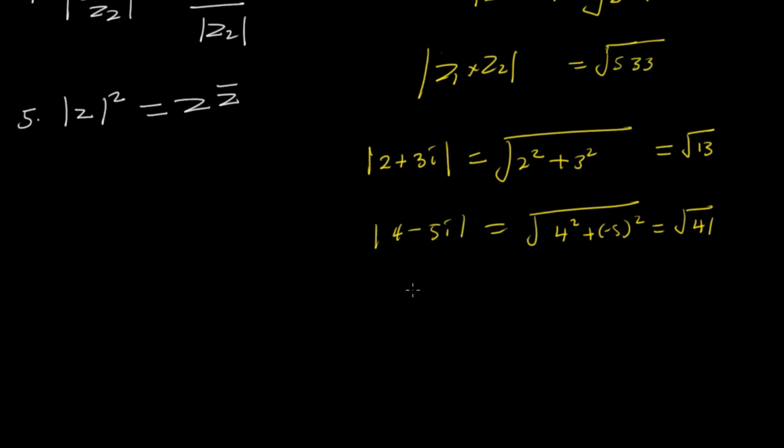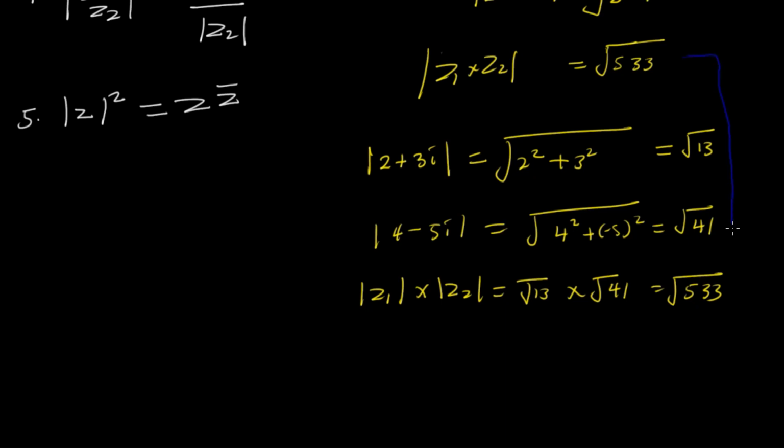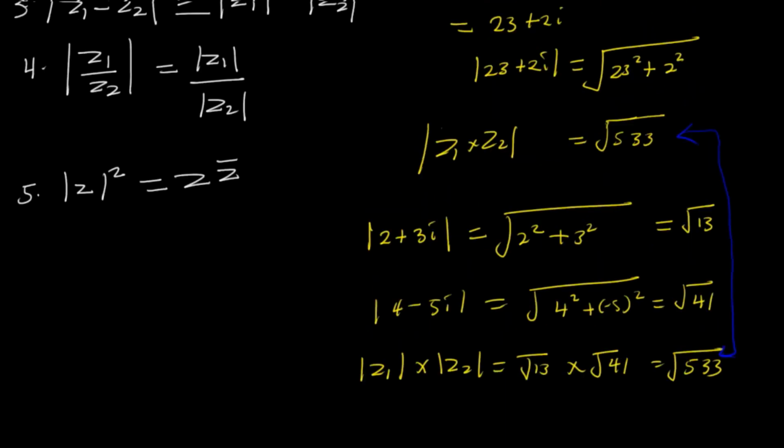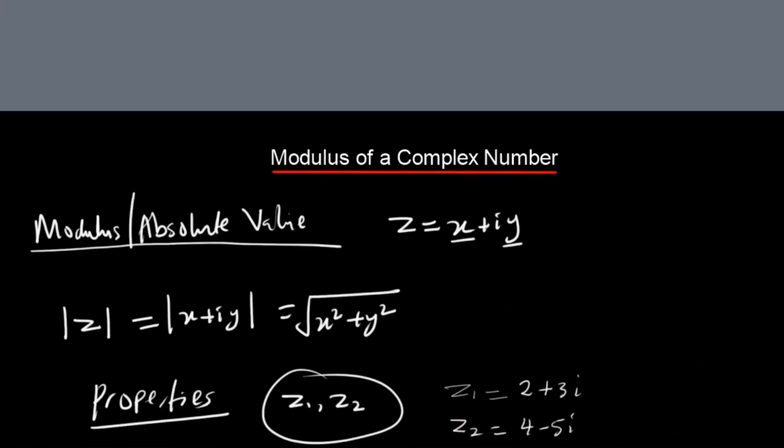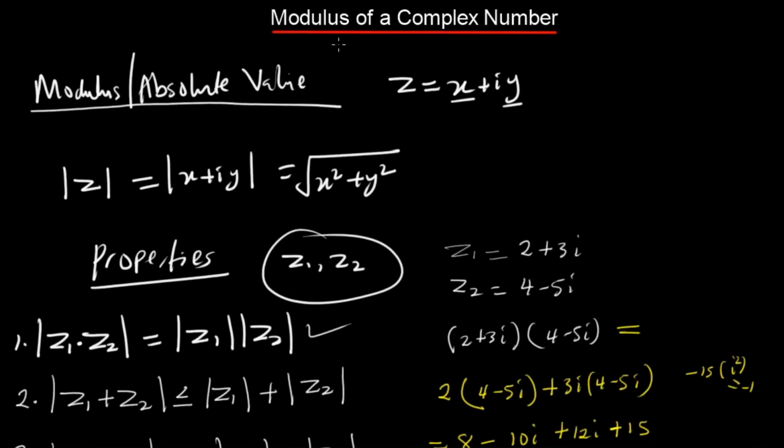So if you multiply the modulus of z1 by the modulus of z2, this is going to be root 13 multiplied by root 41, and this is equal to the root of 533, which is the same as what we got while calculating them together. So we have the same answer here. That's just a proof of property 1. You can carry on and prove properties 2, 3, 4, and 5 yourself and tell us that they're actually true. So that's it concerning the modulus of a complex number.